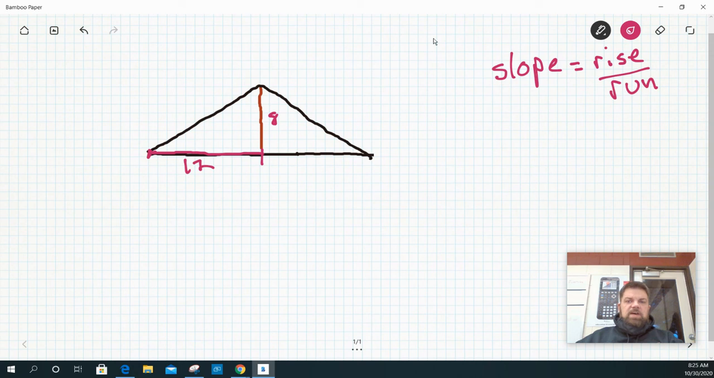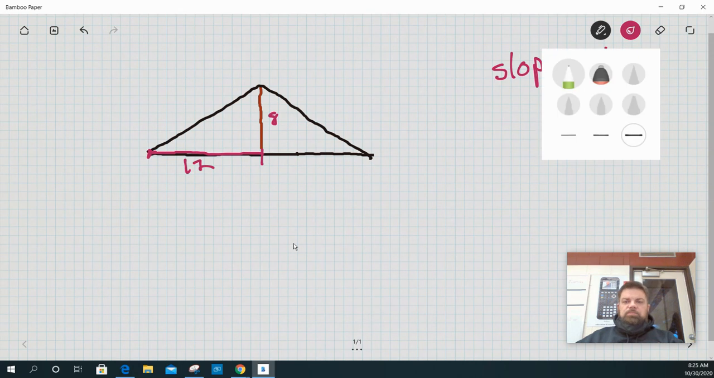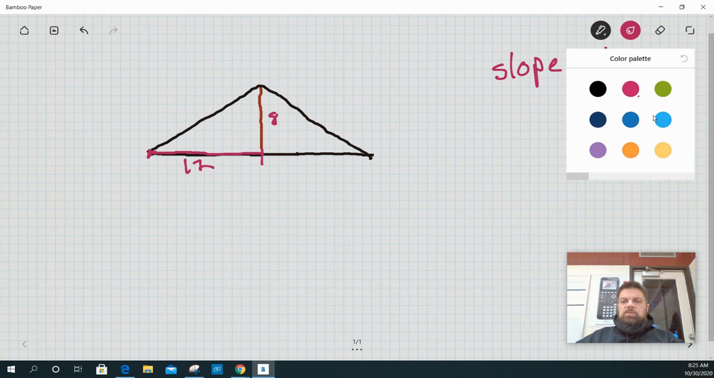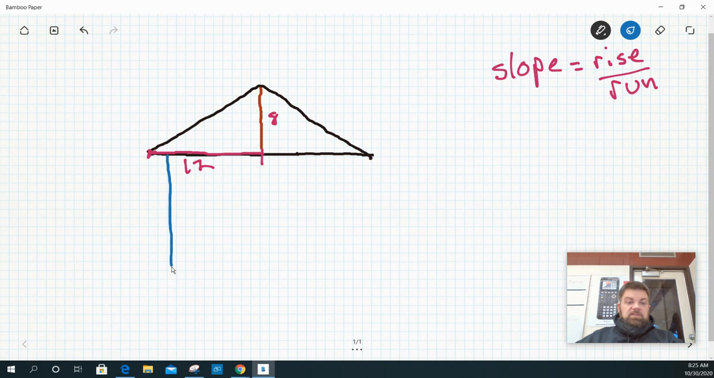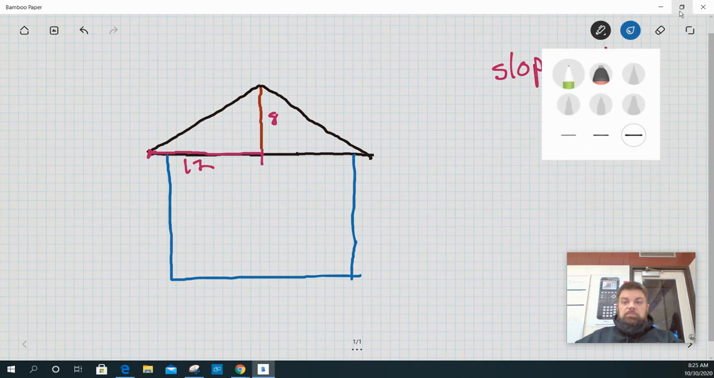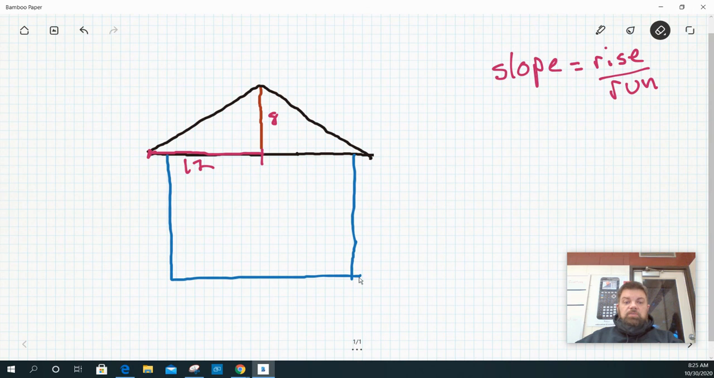So consider the roof of a house. I've sketched out a roof of a house. So this looks like a house. Let me finish making it look like a house. When we consider the roof of a house, the way that contractors know how to make the house is they construct it with a rise over run. So this is a great example when we think about linear functions and a graph.